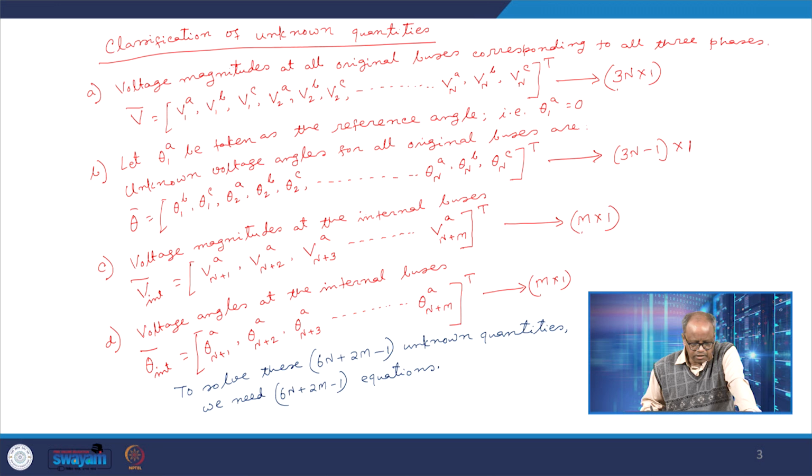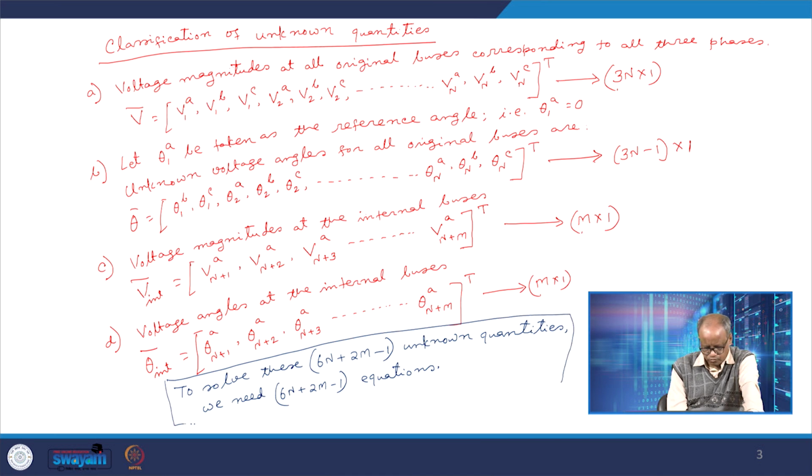Right. At a later stage we will give one example for these different variables by taking a very small system, so that these ideas are made more clear. But right now let us go into the equations. What would be the equations? Now before we talk about the equations, we need to understand first the power flow equations. Now, what would be the power flow equations?